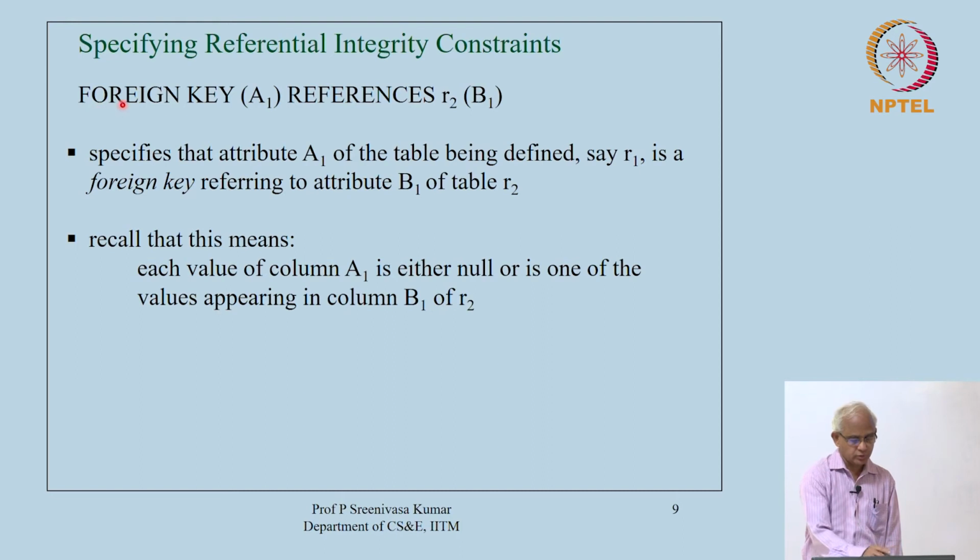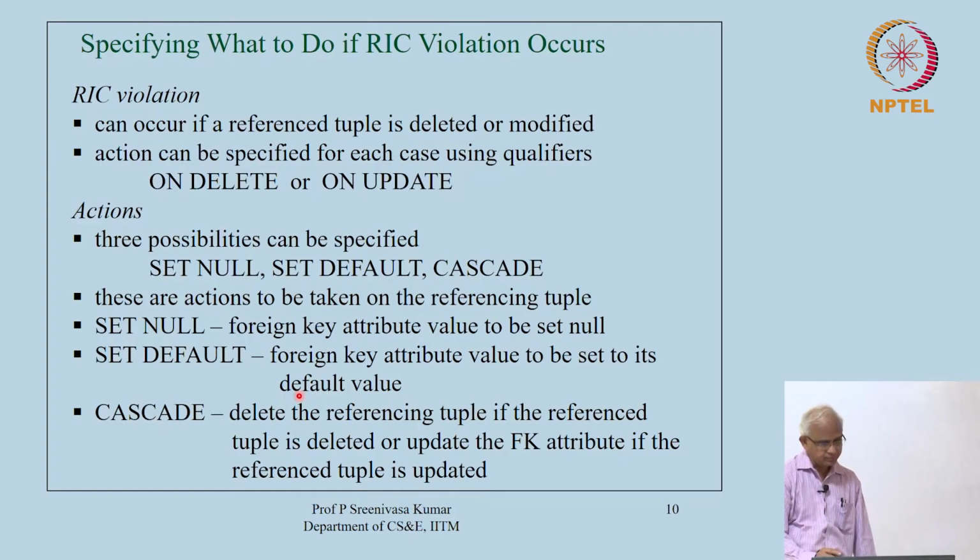So, this is how the foreign key gets specified. So, let us now look at the scenarios as to what should happen if a referential integrity constraint gets actually violated. Okay. So, we can actually specify, while we are defining the table itself, what are the actions that can be taken or should be taken if the referential integrity constraint violation occurs.